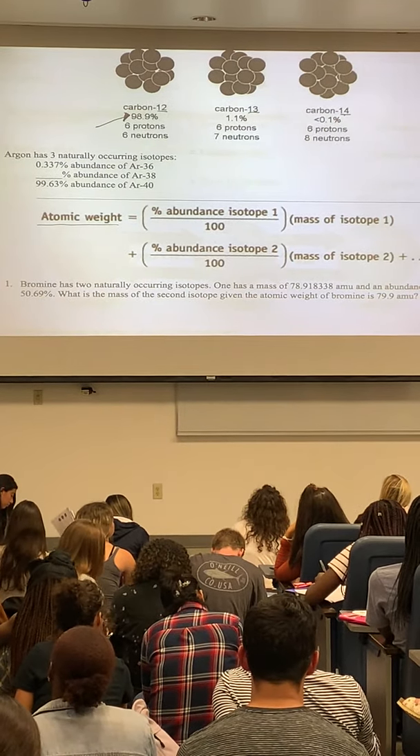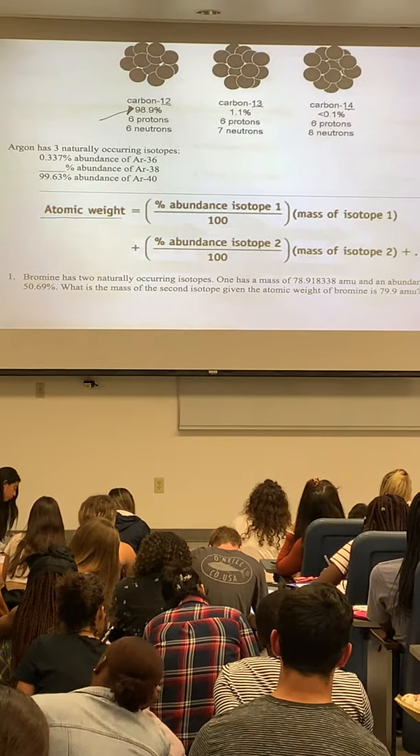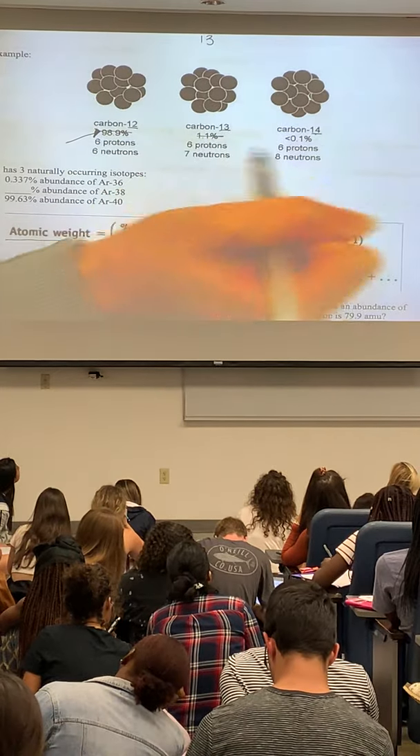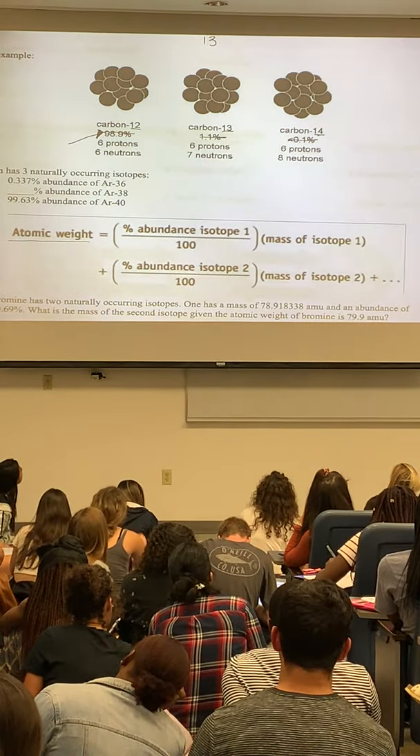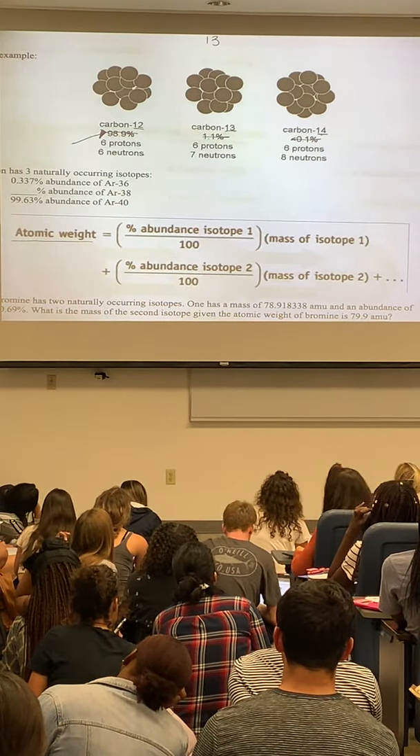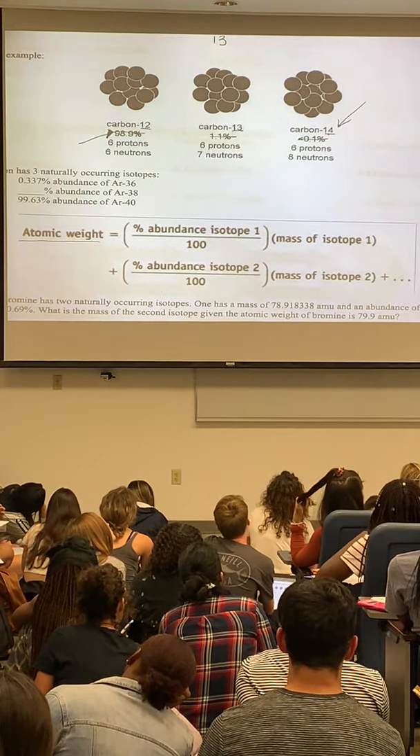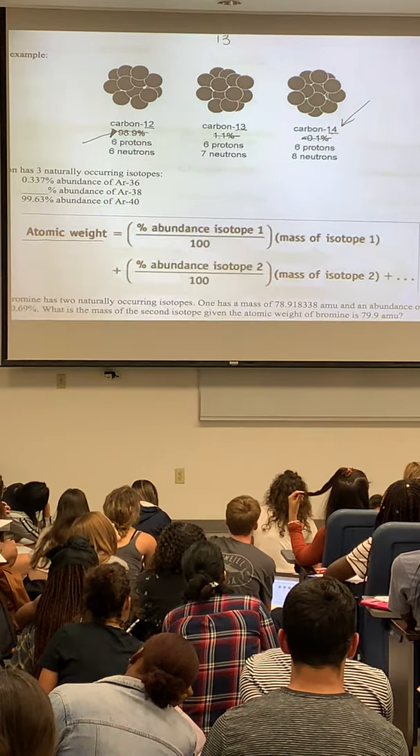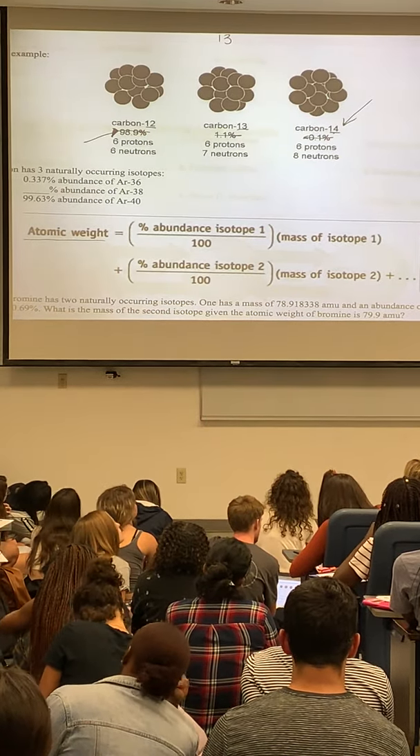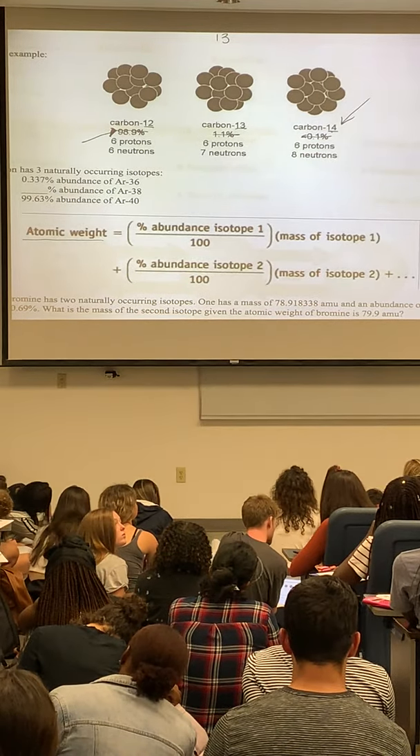Another way they could ask this question that doesn't involve calculating anything would be to give you something like this, but maybe they won't give you the percentages. And they'll ask you, which one do you think is the most abundant based on the average atomic weight that's given? If it's closest to 14, then 14 would be the most. If it's right in the middle, 13 would be the most. If it's closer to 12, then 12 is the most. So we can tell how abundant something is without really doing any math if we already know the average.